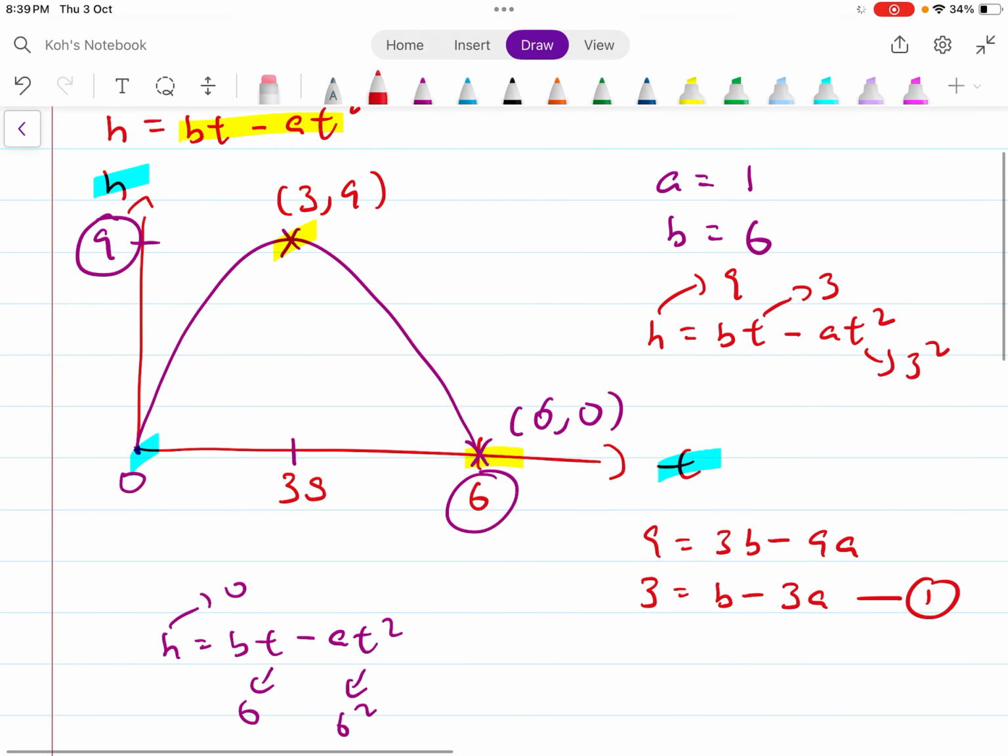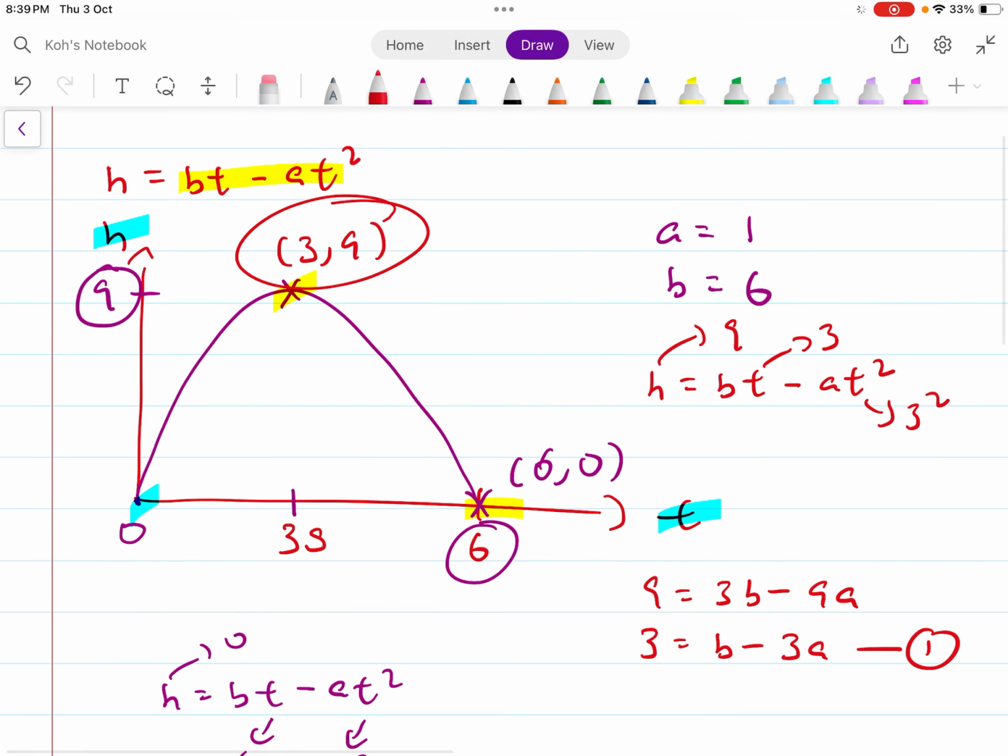You simply just need to look at the maximum point. A bit of physics, to be frank. So you look at the maximum point. Because you reach the ground at 6 seconds, you have maximum height at about 3 seconds.